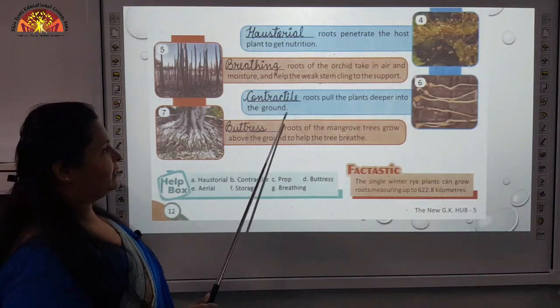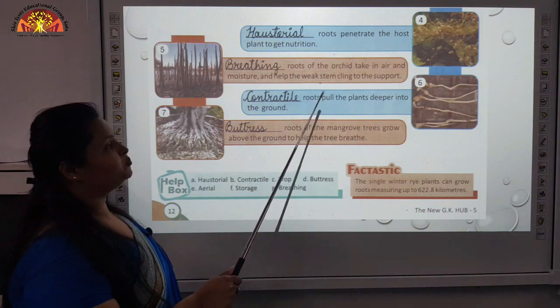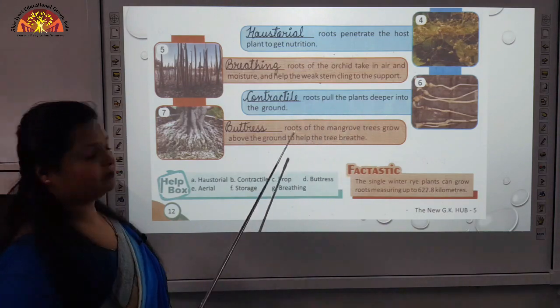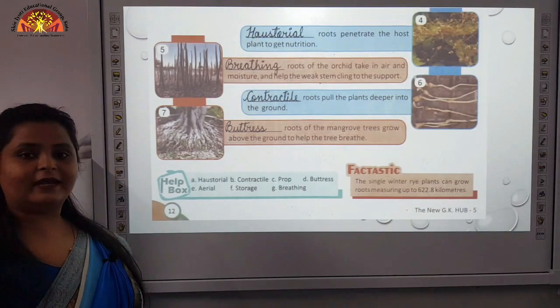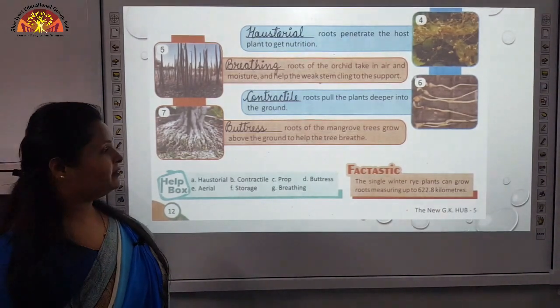Next is contractile roots. Contractile roots pull the plants deeper into the ground. Now what are contractile roots? You have seen deserts where lack of water is there, and cactus grows.